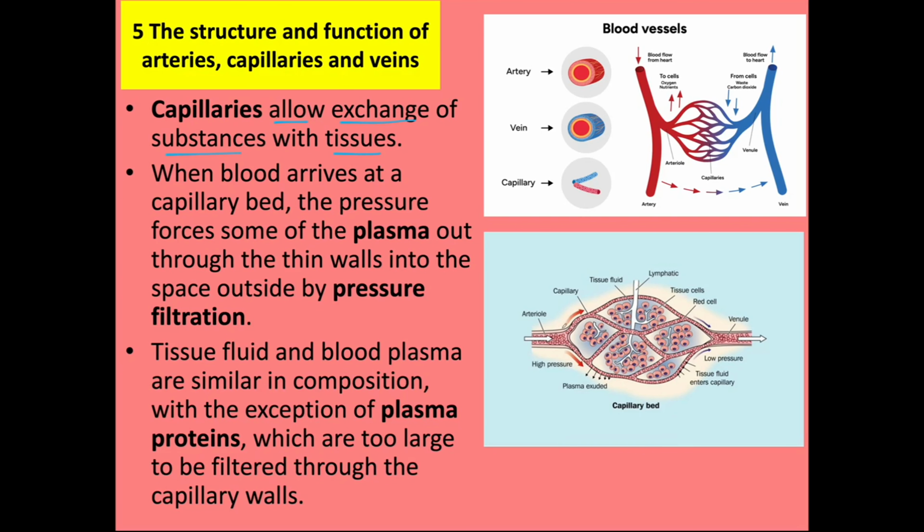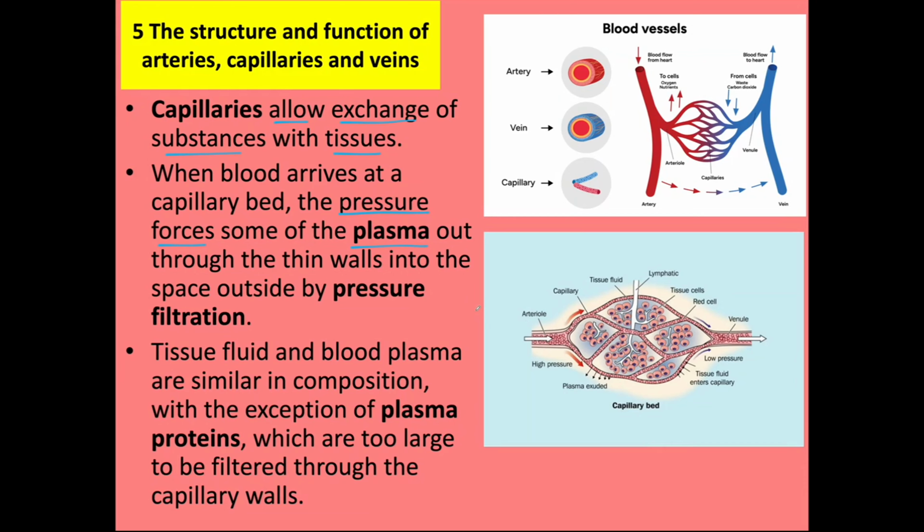So when the blood arrives at a capillary bed, and we can see that in this diagram here, and we can see it in this diagram up here as well, when the blood arrives at the capillary bed, the pressure is going to be quite high. Why is it high? Because it's come from the arteries. Blood entering the capillary bed has come from an artery, so the pressure's high. Now, because of this higher pressure, it will force some of the plasma that's in the blood out through the thin walls of the capillaries.